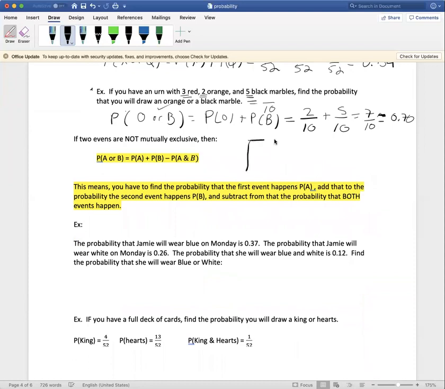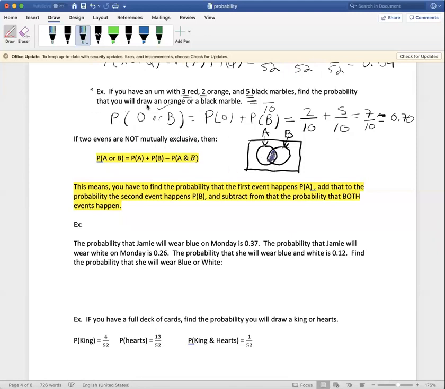I want to draw a picture for you and make sure that you understand that. That means that these two events can occur at the same time. So here's my first event. We'll call this event A. That's that guy over here. Here's my second event, which is event B. And these two events can occur at the same time. So they do intersect at a certain point.